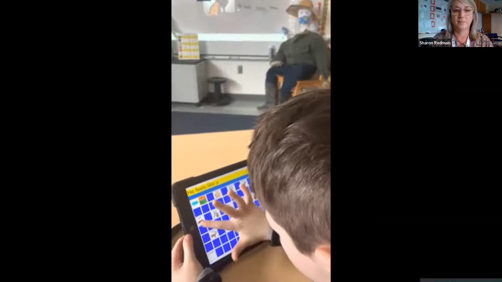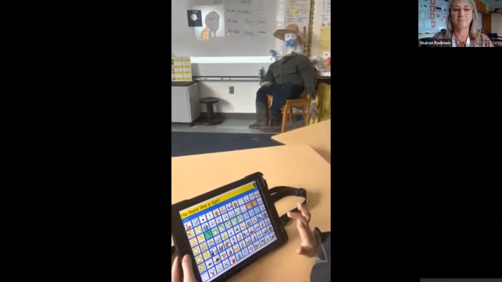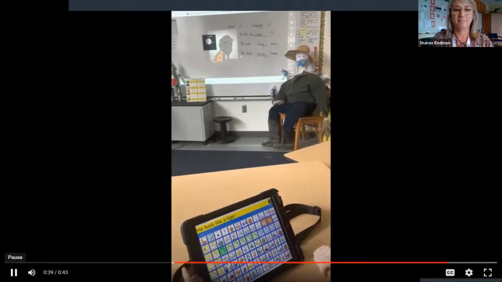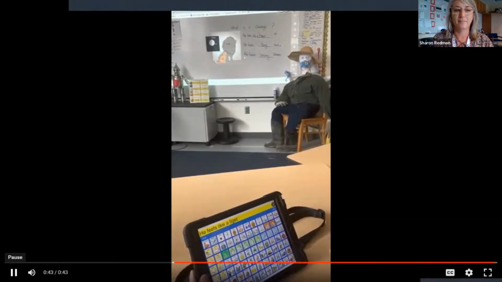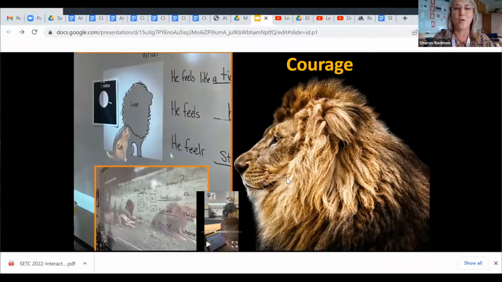Tiger. He feels like a tiger. Nice job, Eli. You're right. That's what courage means. It means that he can feel big inside like a tiger. So having and attributing that meaning for them of what it means to be courageous.